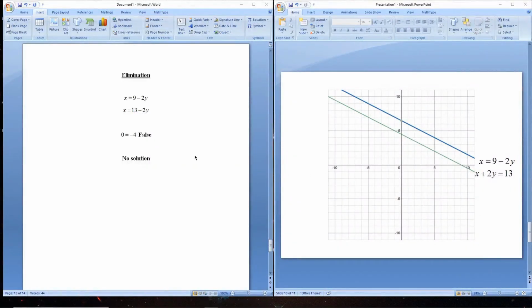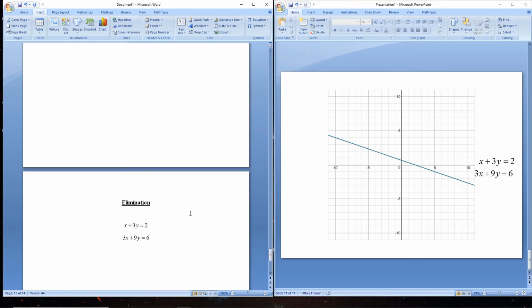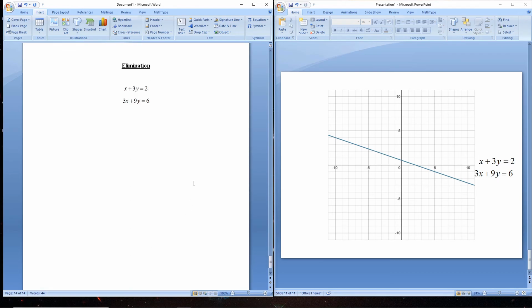So let's check out the other outcome that can happen, where we have infinitely many solutions. Now I want you to look at the graph over here on the right as I change it to this next problem. And there it is. Now if you look, I do have two equations written here, but the graph is only showing one line. And that's because these two equations are the same.